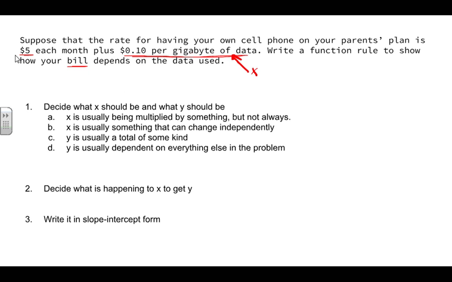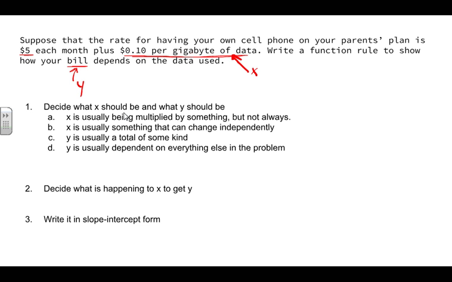This $5 charge is really just kind of there. It's just $5. No matter what, you're getting charged that $5. But put it all together and you get your bill. Since this is your total, that makes the bill your y.